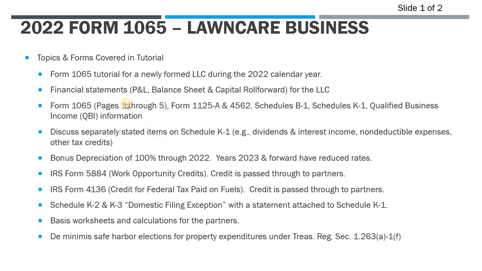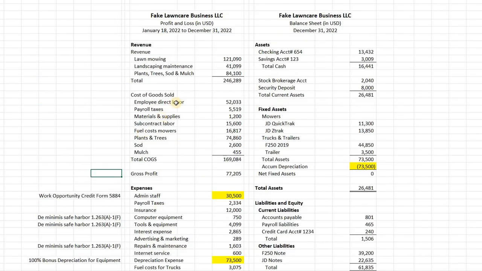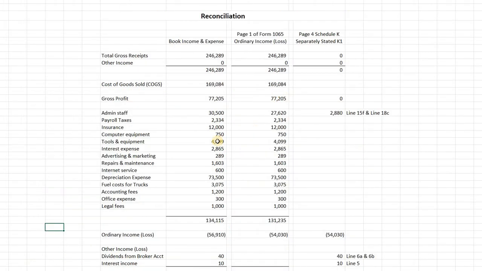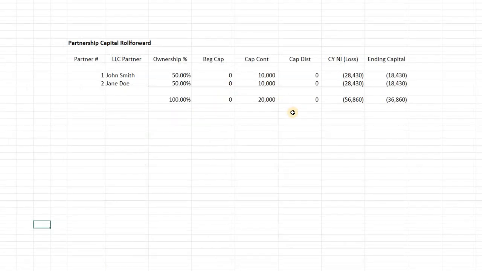I'll go through all those first and then we'll come back to these slides. So two slides, right? First one is covering all the information that we'll go through. And then the second piece I've got here is the financial statements for the company. So we have our fake lawn care business. We have a profit and loss here on the left-hand side, and then the company's balance sheet at the end of the year. We've also got a reconciliation of some book-to-tax differences that we'll talk about, and then a capital roll forward for the partners in the LLC.